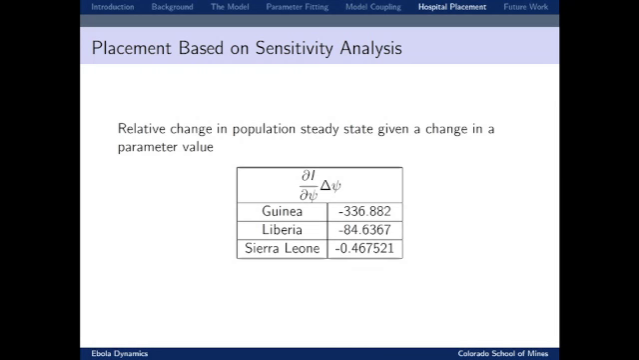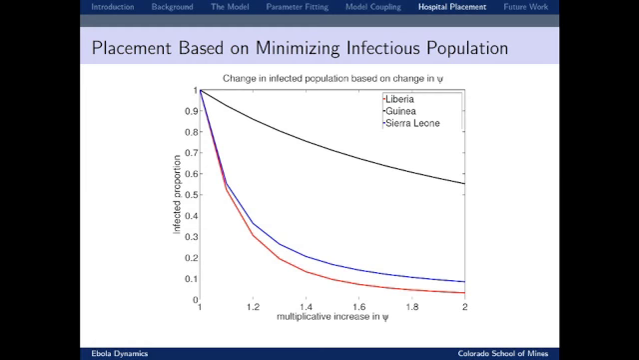Next, we looked at the optimal placement of a hospital based on sensitivity analysis. We looked at the relative change in the infectious population steady state given a change in our parameter psi, our hospitalization rate. We see here that this value is large for Guinea and Liberia. This indicates that the infectious steady state would change dramatically given a small change in the hospitalization rate. This is what we want to see, meaning that a hospital would be effective in reducing the infectious population in either of these countries.